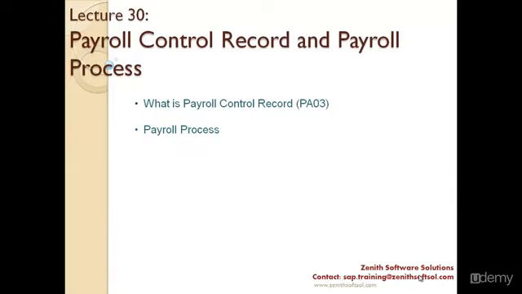In this lecture 30, we will understand what is payroll control record and payroll process. So what is payroll control record? Payroll control record first of all can be accessed through the transaction code PA03. So what is payroll control record?